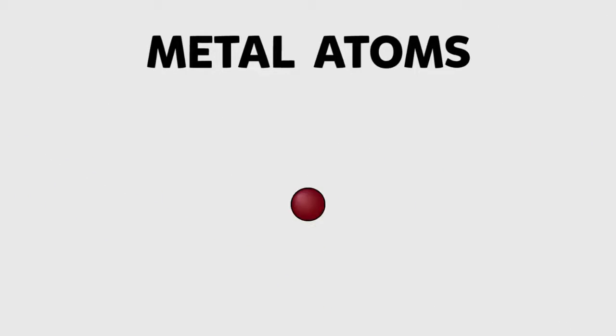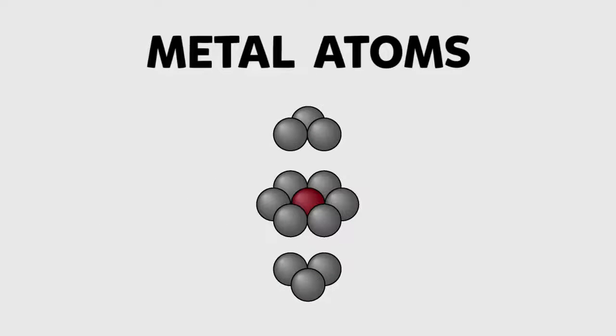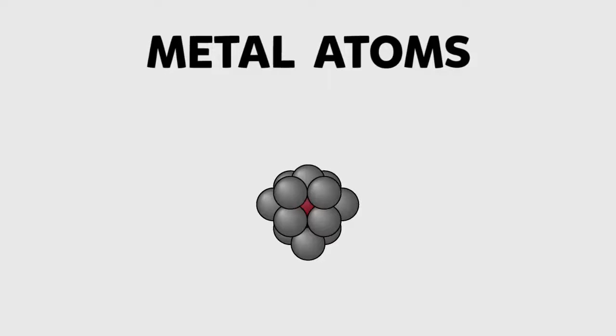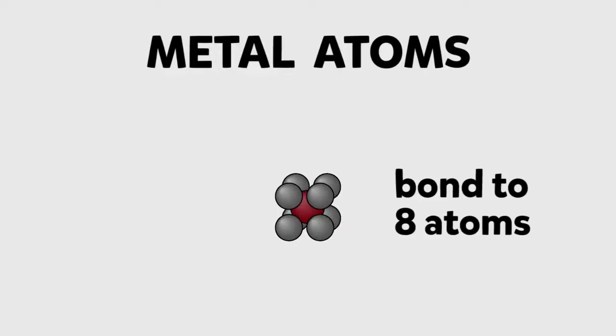Each metal atom can bond with up to 12 others in a close packed lattice. Look at the red atom. It is surrounded by 6 in its plane, and 3 on top and 3 underneath. Less compact crystal structures are possible too, for example this arrangement where each atom is bonded to 8 others.